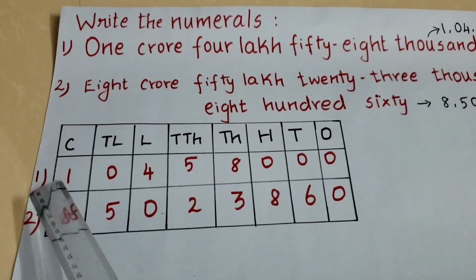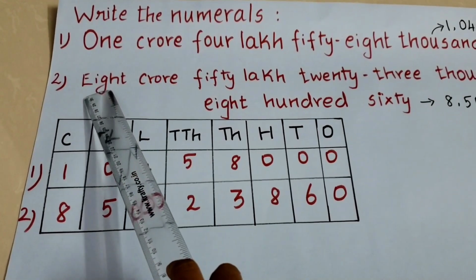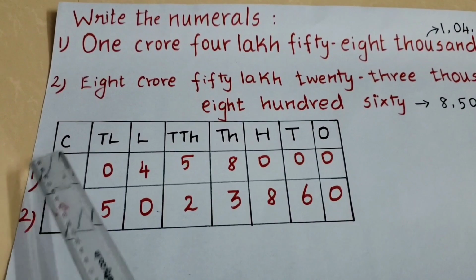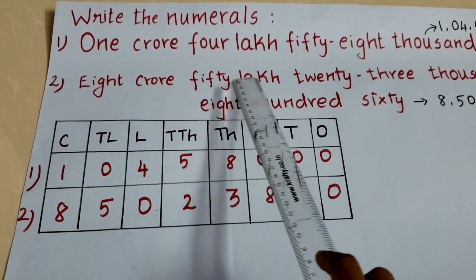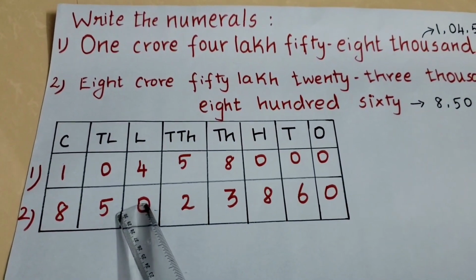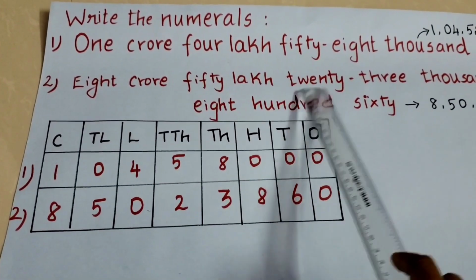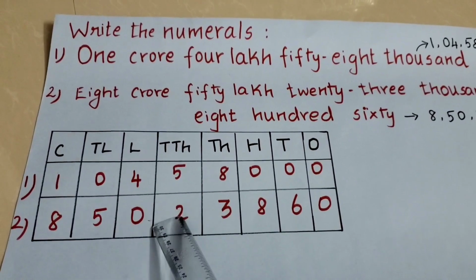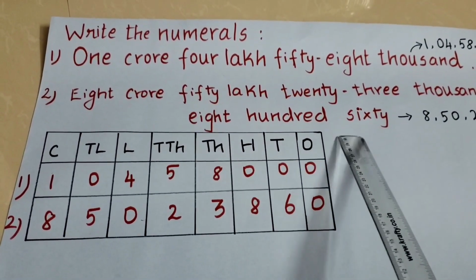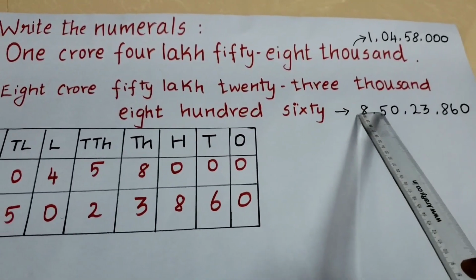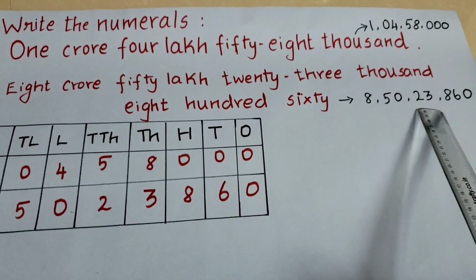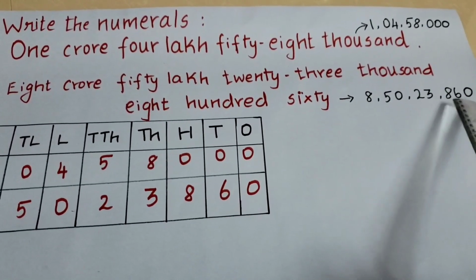Next question. 8 crore 50 lakh 23,860. Since it mentioned 8 crore, I have written 8 in the crore place, 50 lakh, so 50 in the lakh place, 23,000. So 23,860. Finally, we got the answer: 8 crore 50 lakh 23,860.